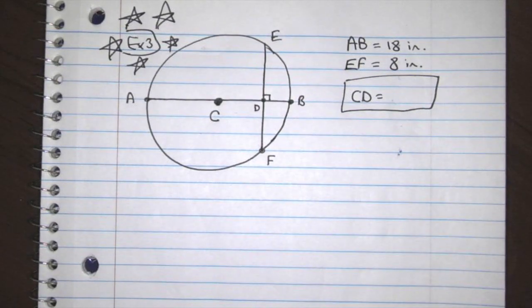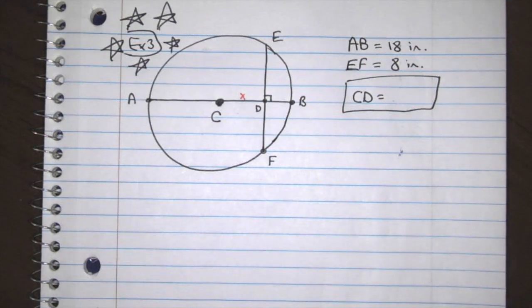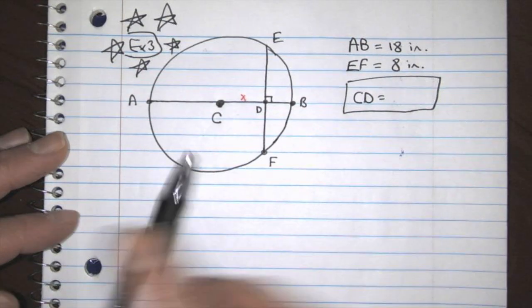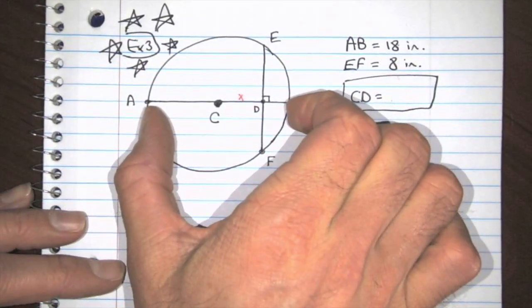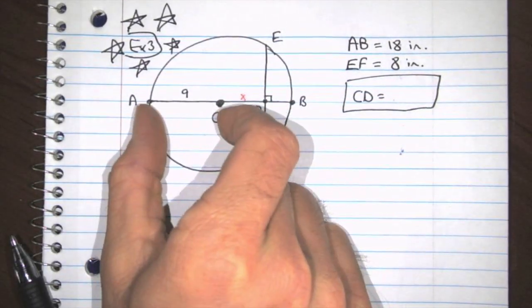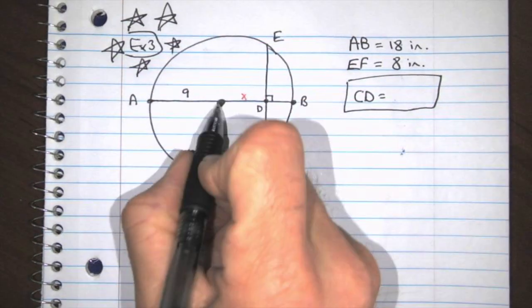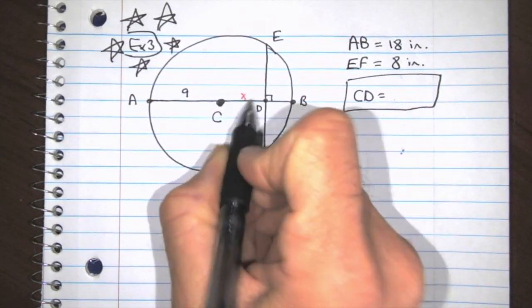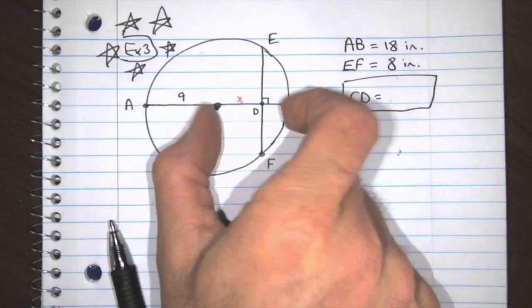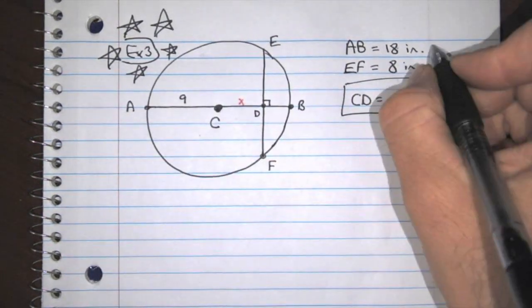CD. We need to find this distance from here to here. So I'm going to call this X. Alright, what do we got? AB is 18 inches. So from here to here, the diameter is 18. So you could say that the radius is 9. So that's 9. And the distance from C to B, which is also a radius, is 9. I'm not going to put 9 from here to here because it's going to get a little confusing. We already have a lot going on here. I just know the distance from here to here is 9. That's 9. Add it together, you get the 18 diameter. Alright, so that's taken care of.